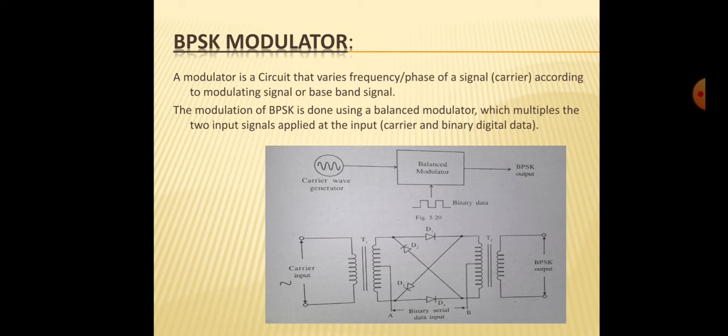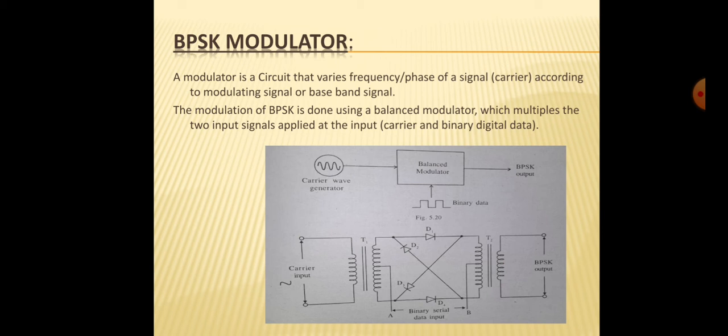Okay, during the positive half cycle, what will happen? During the positive half cycle, A is positive and B is negative. It is shown in the diagram. So diodes D1 and D4 will conduct and you will get the output. The output will be 0 degree phase shift during the positive half cycle.